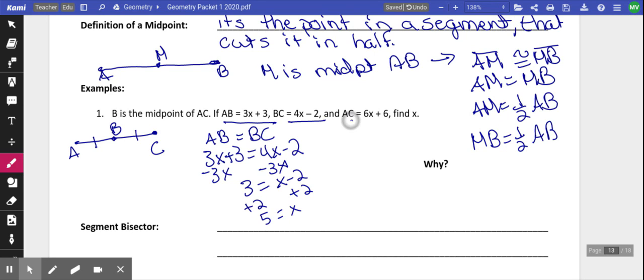Notice I didn't really use AC equals 6x plus 6. I could have. There are other ways to do it using one of those things, but I find it easiest to say they're equal, and my reason is AB equals BC.